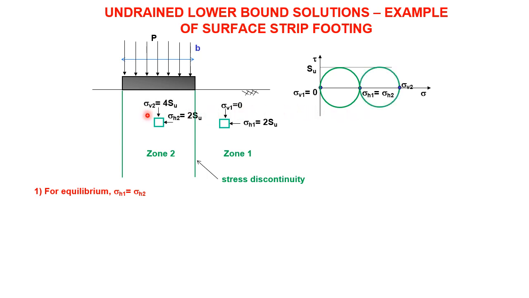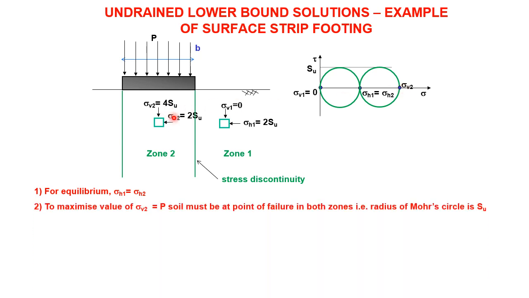And then in zone 2, again, to maximize the stresses, this is a lower bound, I need to maximize things, my Mohr circle would just touch the failure envelope, which means that the sigma V in zone 2 would be 4SU. So we're maximizing our values so that P, the foundation load, will be 4SU. And both of our Mohr circles are just about touching the failure envelope SU.